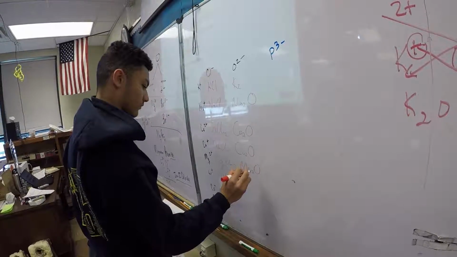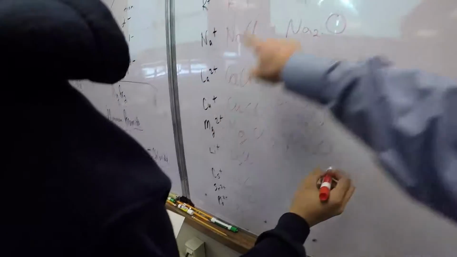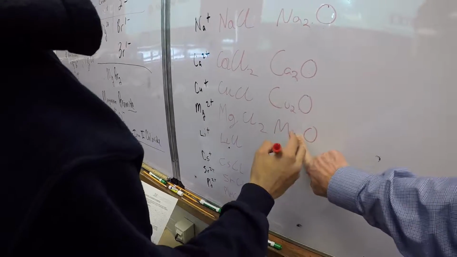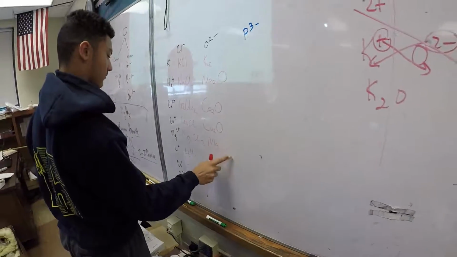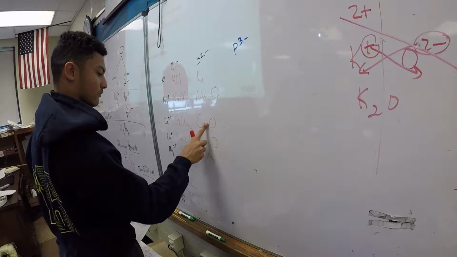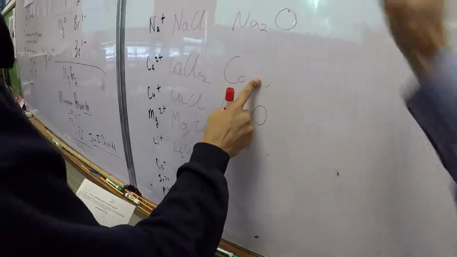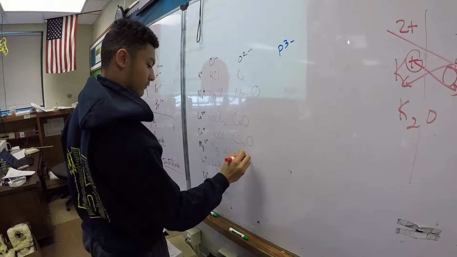Now this is the exception. When you see a 2 positive and a 2 negative, you have to simplify it to where it's just MgO. It's just MgO. When you have, yeah, you do. That's right. Good job. Good job. See that. There you go.